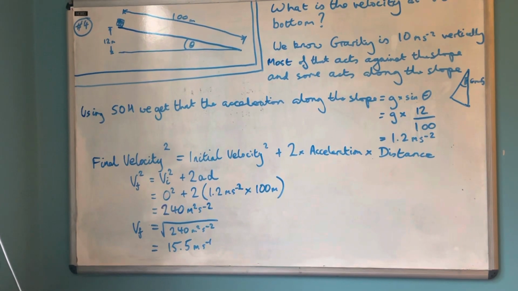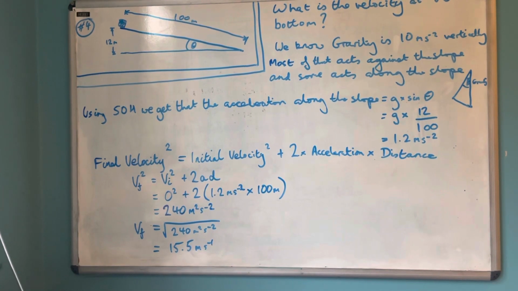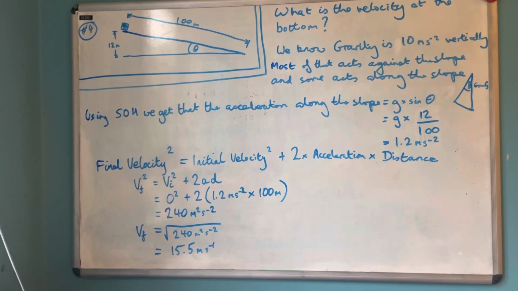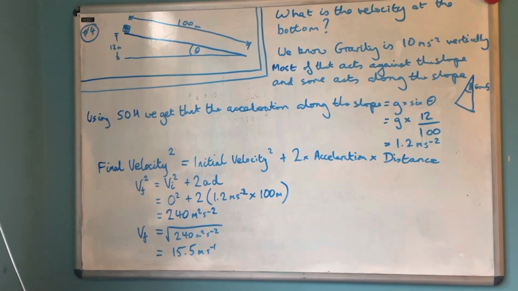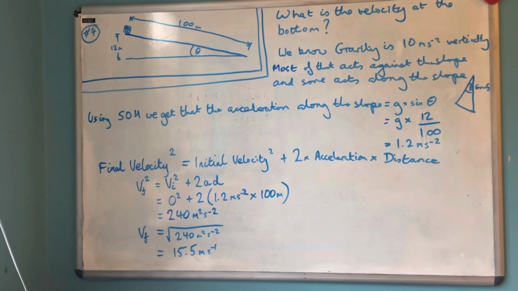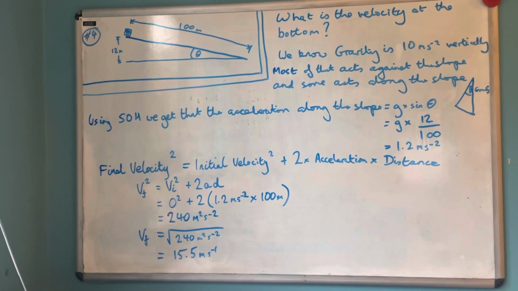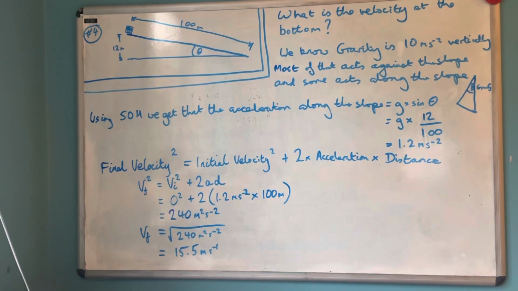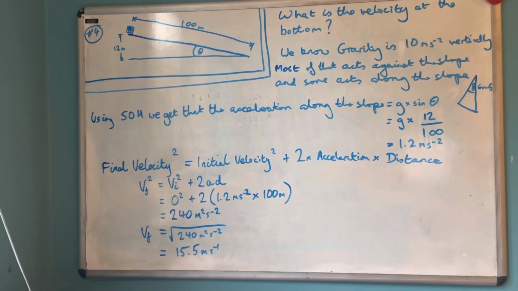What we're trying to work out is the final velocity. We know the initial velocity is 0, and we know the acceleration because we've just worked that out, and we know the distance because that's given to us as 100 meters. So if we calculate that, that gets to 0 squared plus 2 times 1.2 meters per second squared times 100 meters, or 240 meters squared seconds to the minus 2, so per second squared.